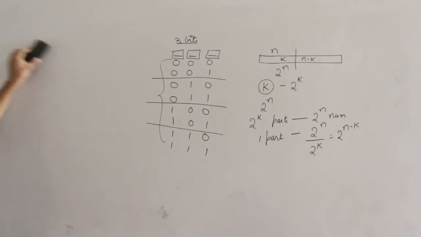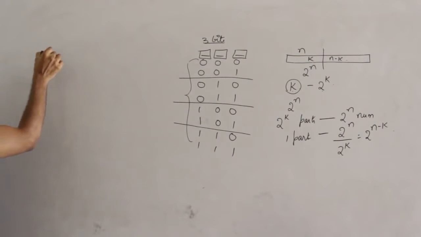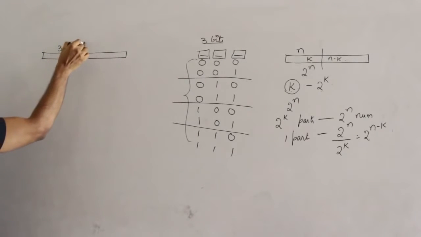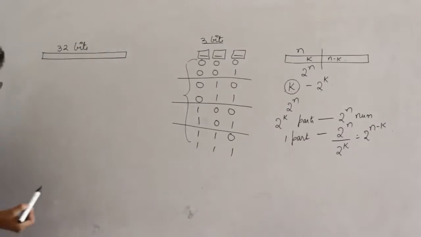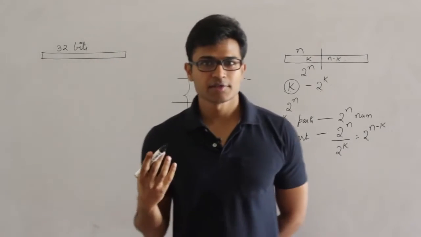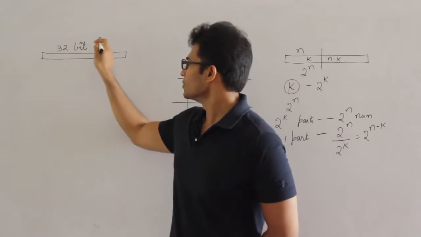In computer networks, the IP address is going to be 32 bits. Initially, using these 32 bits, we know that the total number of IP addresses possible is 2 power 32. That is what we know.